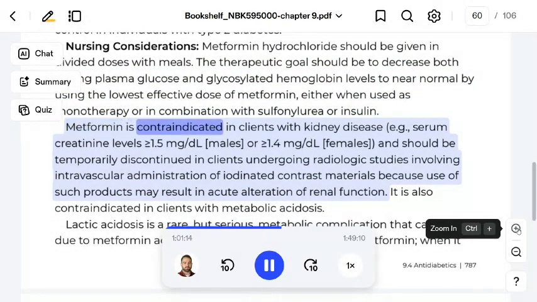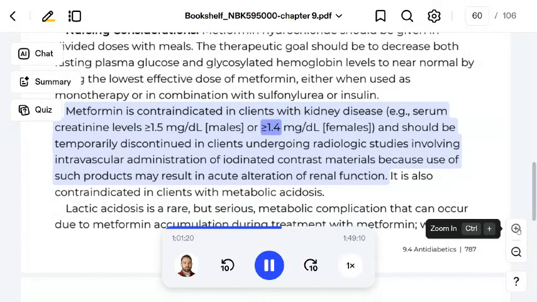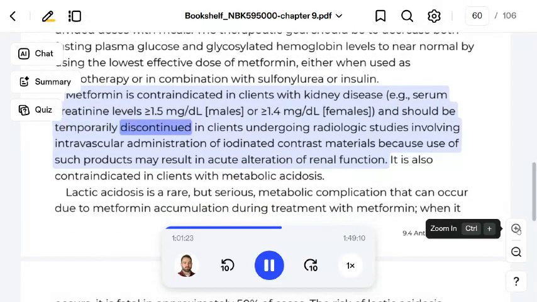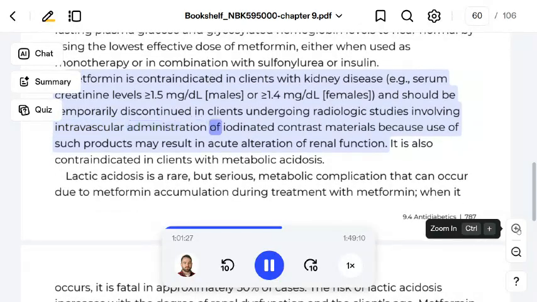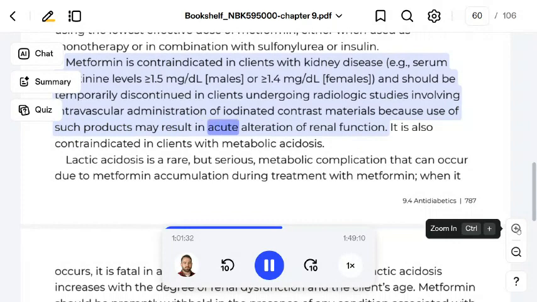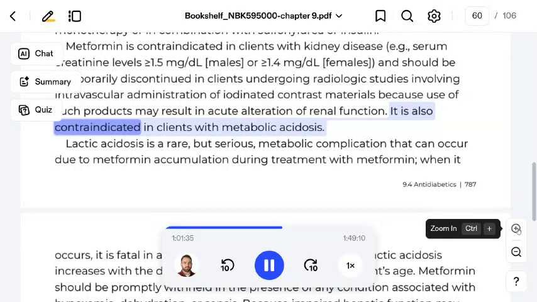Metformin is contraindicated in clients with kidney disease or creatinine greater than or equal to 2.4 mg/dL, and should be temporarily discontinued in clients undergoing radiologic studies involving intravascular administration of iodinated contrast materials because use of such products may result in acute alteration of renal function. It is also contraindicated in clients with metabolic acidosis.